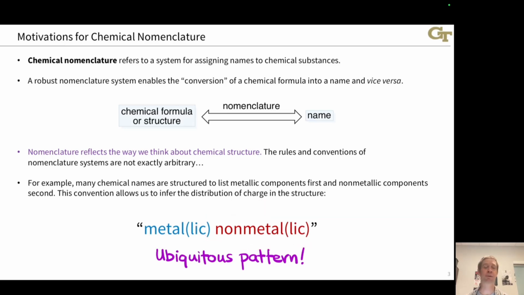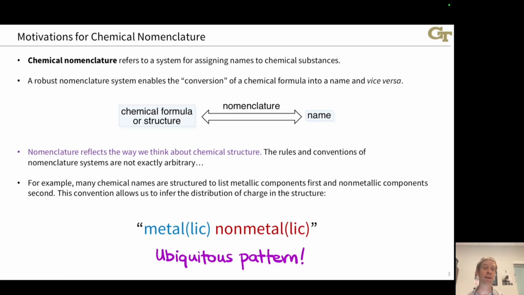So directly from a name like sodium chloride or potassium phosphate, for example, we get information that the positive charge is on the metal cation, sodium or potassium, and negative charge is in the second half of the name, that anionic half of the name.